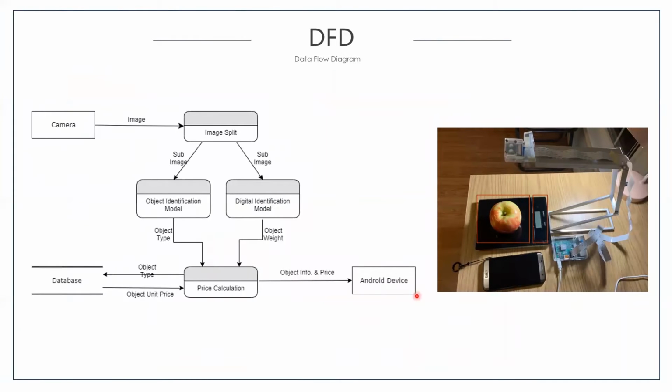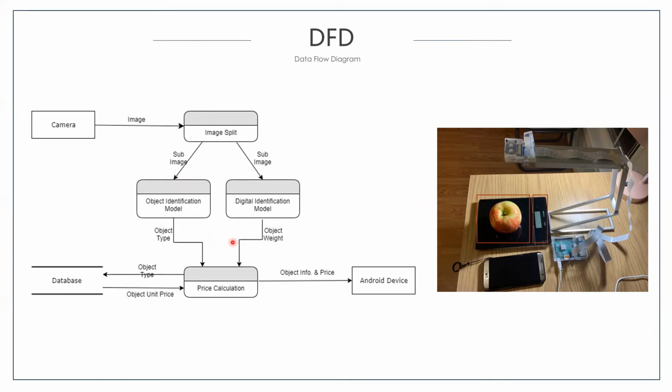Here we can see the data flow diagram. From the camera, we can capture an image, and the image will be split into two sub-images. The left one is the sub-image for the object, and the right one is the sub-image for the digits. The two sub-images will be sent to the object identification model and the digit identification model. After the two models process, we can get the object type and the object weight.